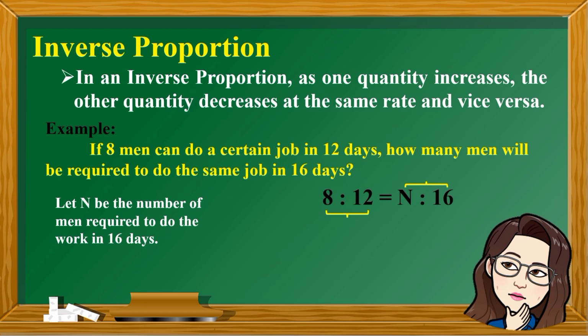So, 8 times 12 is equal to 96. Then, n times 16 is 16n. 96 is equal to 16n. Divide both sides by 16. 16n divided by 16 equals n. 96 divided by 16 is equal to 6. The value of n is 6. Therefore, 6 men can finish the work in 16 days. Are you following, kids?